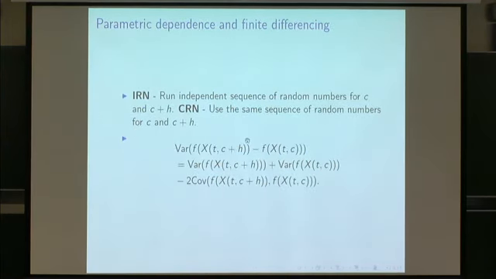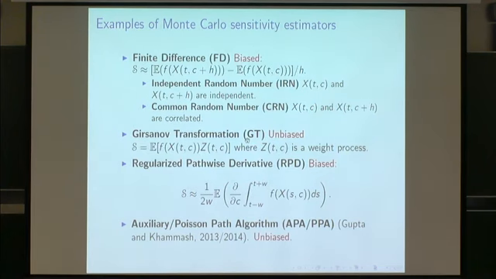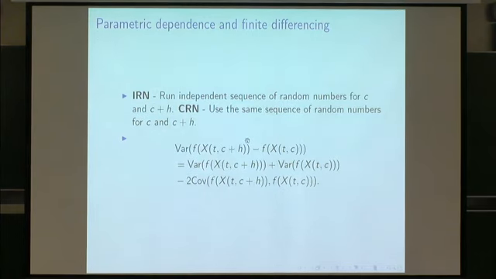Okay, so independent random numbers versus common random numbers. What's the difference? So the variance of this quantity, so remember the numerator of the finite difference is this minus this. Okay. So the variance of the numerator can be written in this way. If these two are independent, the third term is 0. But if these two are dependent and strongly correlated, then you expect this to be much smaller.